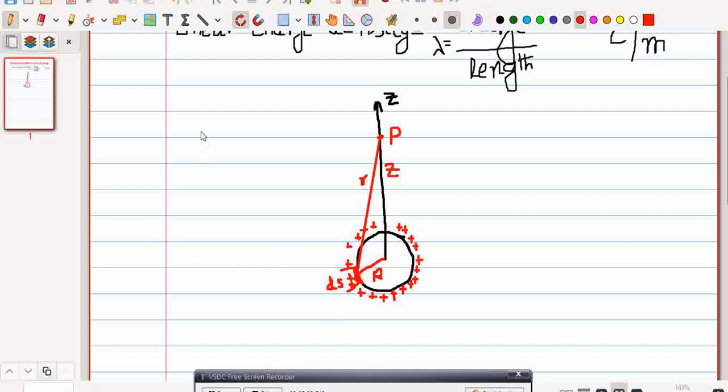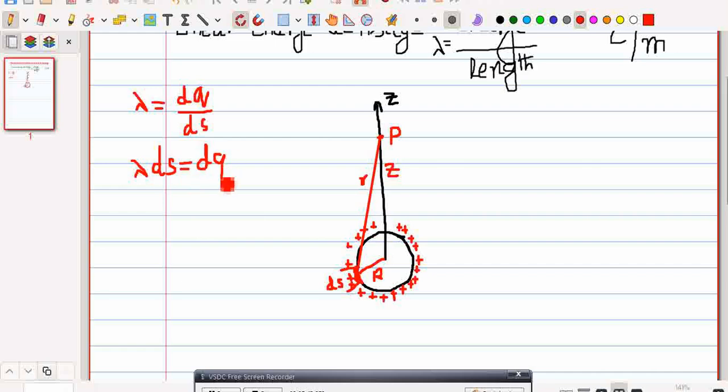Then according to the definition of charge density, because it is a uniform charge density, we can write lambda for this length element is equal to dq over ds, because the charge on this length is dq. So if you multiply this lambda with the whole length of this ring, you will get the total charge. Or you can write it as lambda ds is equal to dq. This is the charge on this unit length.